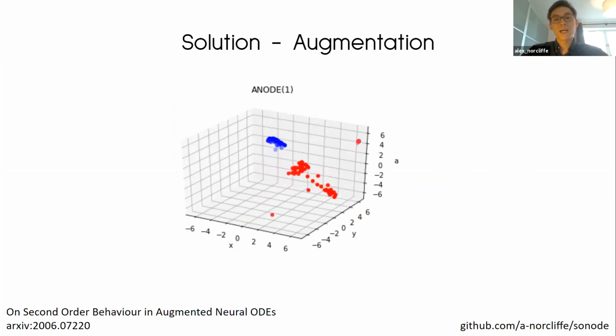So what we do is we add one more dimension, and the blue points can just move up and the red points can move down. And now it's very easy to draw a hyperplane between them to classify these points.